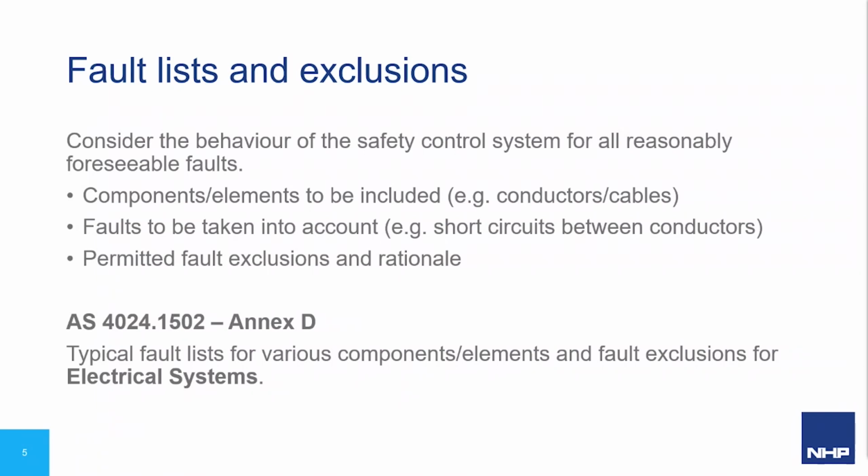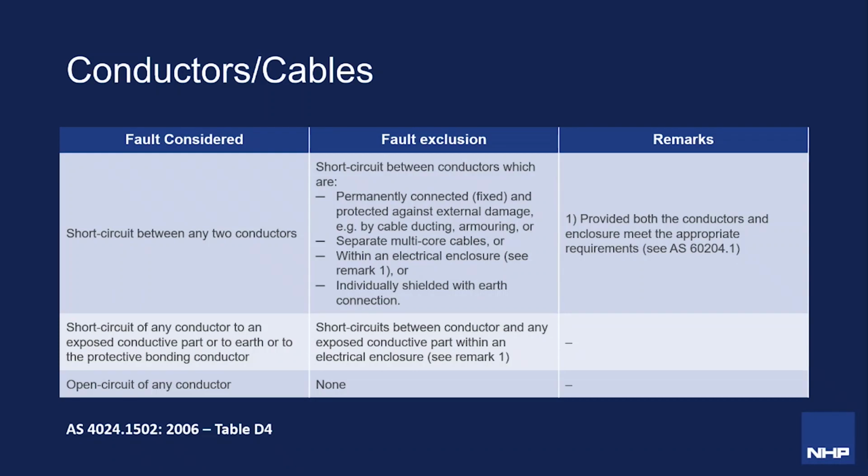It also provides examples of basic and well-tried safety principles and components, and provides rationale for the exclusion of some faults. Annex D in particular looks at electrical systems. Let's take a look at some examples that it provides. In conductors and cables, we see some faults that we should be considering. These are not an exhaustive list, rather a sample of what you'll find in the standards.